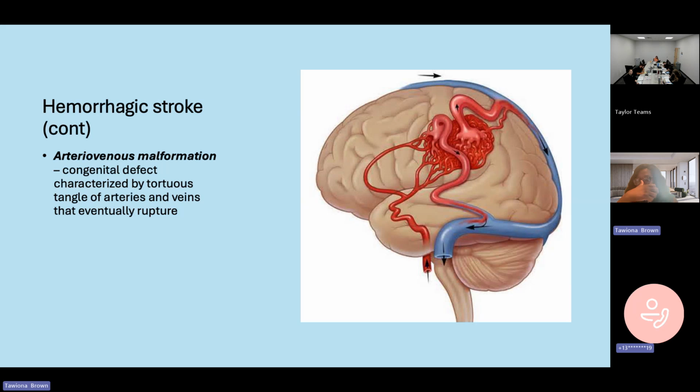So, personally, I knew a woman from church. Her daughter was going to college out in California, and she had a congenital AVM malformation, and they were unaware of it.